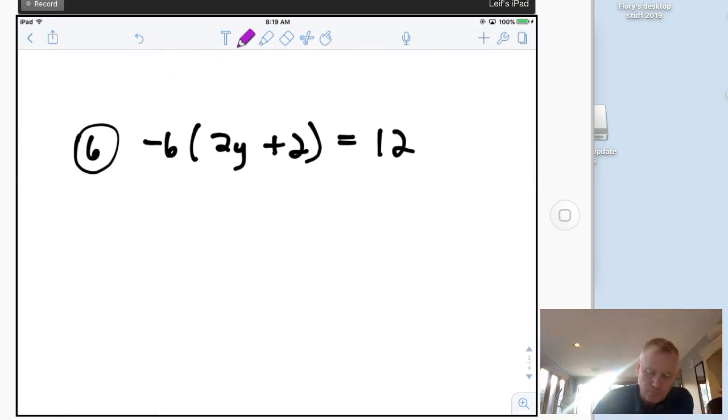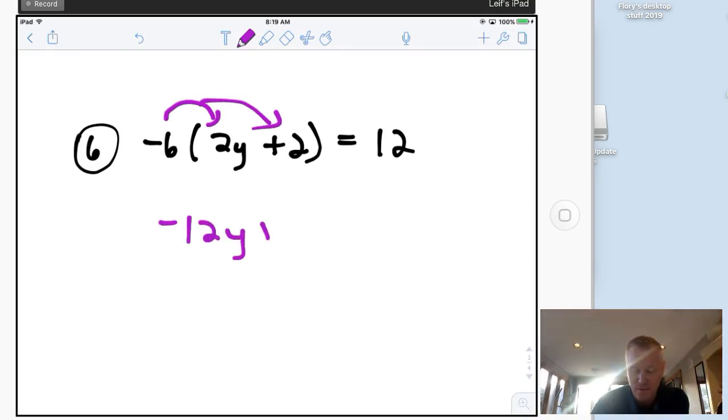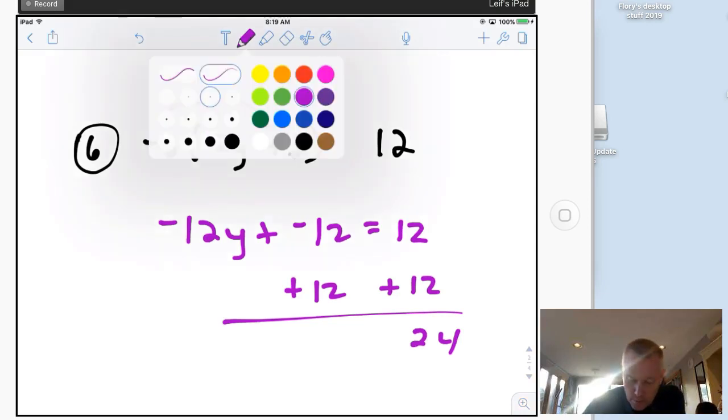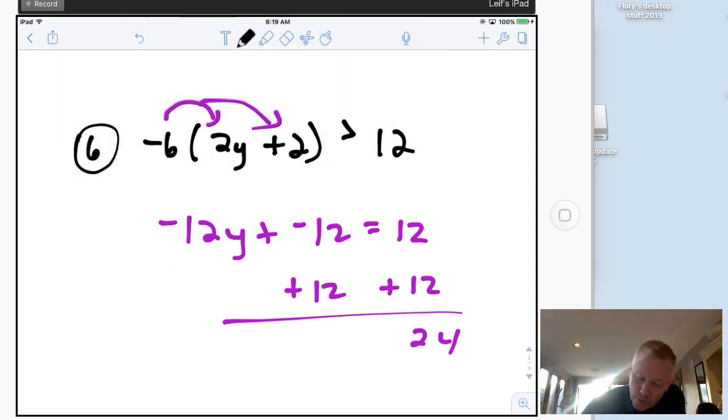Okay, this one. Parentheses with a number outside of it implies you should be doing distributive property. Negative 6 times 2y is negative 12y. Negative 6 times 2 is negative 12. All right, so next I'm going to get my y's alone, bring my numbers to the other side here. 12 plus 12 is 24. Is that an equal sign? Sorry, that's not right. That should be greater than or equal to. My bad.